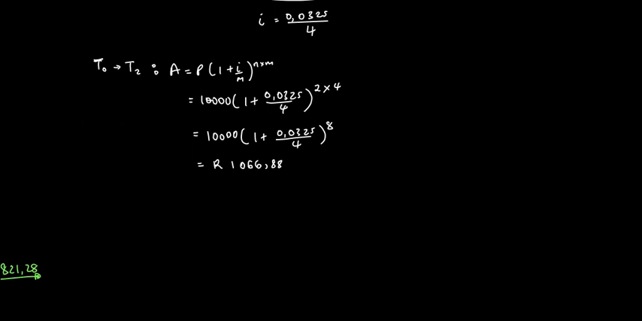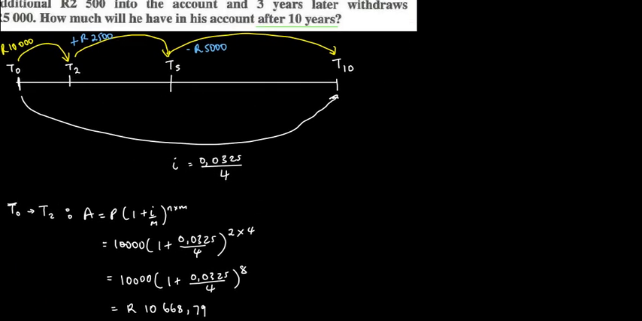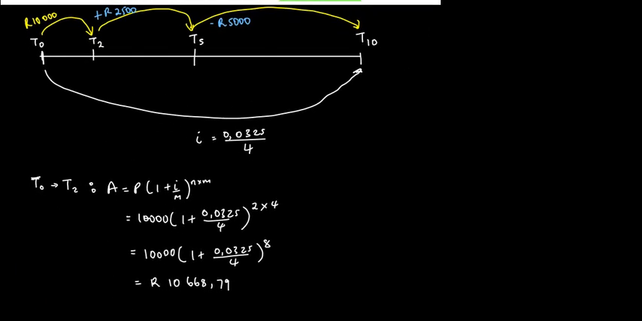It will be 10,668.79, like this. No, thank you so much. Now let's go. So let's go from T2 to T5. Let's go.